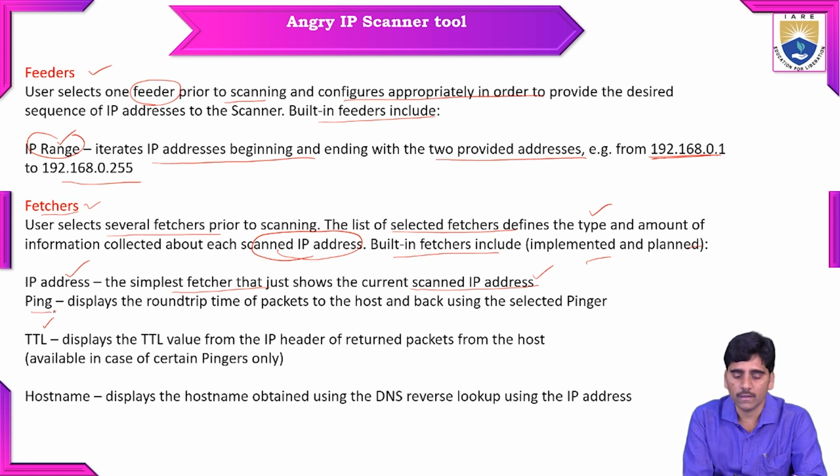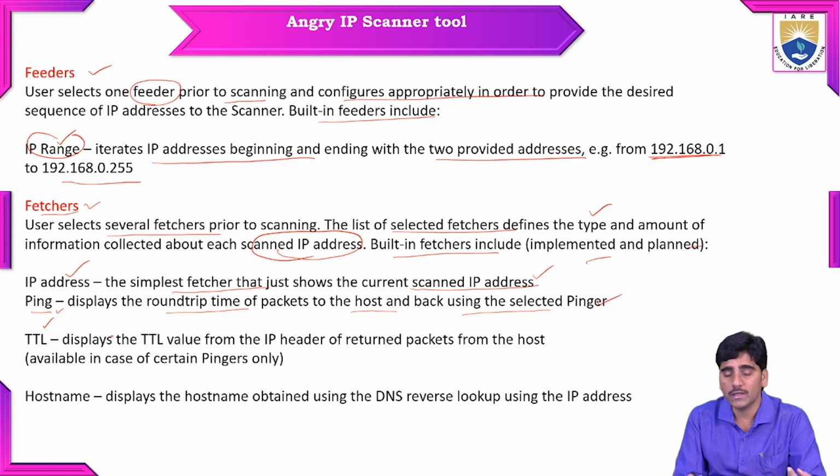Then next, ping. Ping is also one type of simple feature. It displays the round trip time. So how much time it takes to contact the target, to connect to the particular IP address. That is the time of packets to the host and back using the selected pinger. And the time to live displays the time to live value from the IP header of packets returned from the host. So how many packets are returned from the host will be displayed.